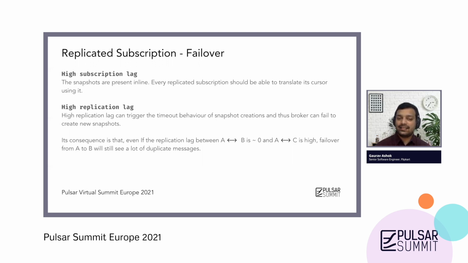There's another consequence, because the broker is trying to establish the mapping for all the replicating clusters at once, even if there's only one cluster that is seeing high replication lag. For example, from A to B the replication lag is pretty much 0. But if the replication lag between A and C is very high, the snapshot can be missed, right? So even in that case, the A to B failover will see a lot of duplicate messages because of the missed snapshots.